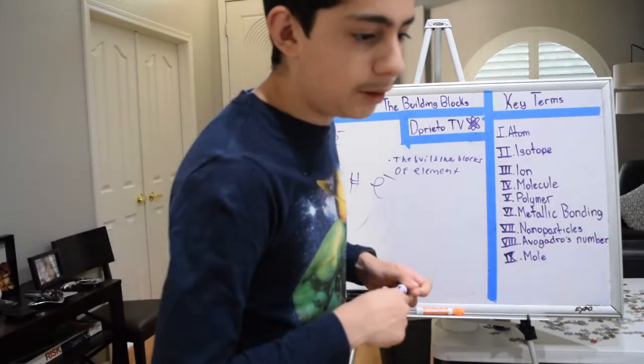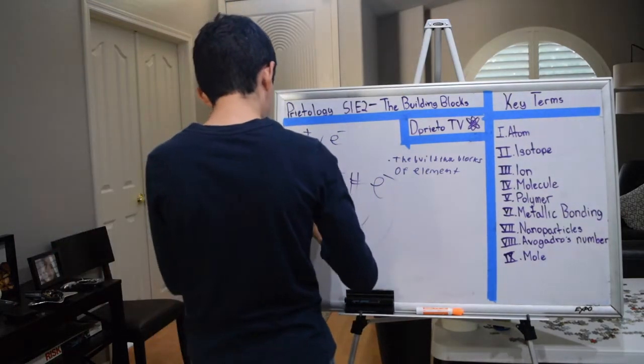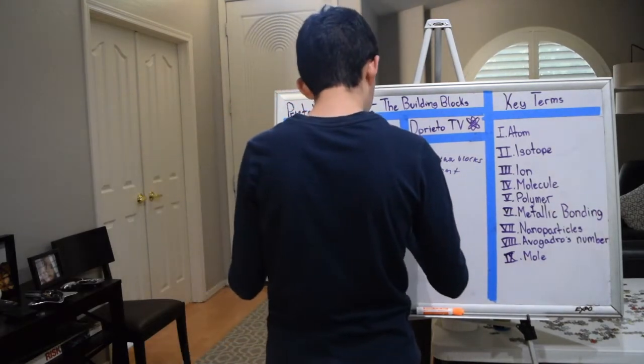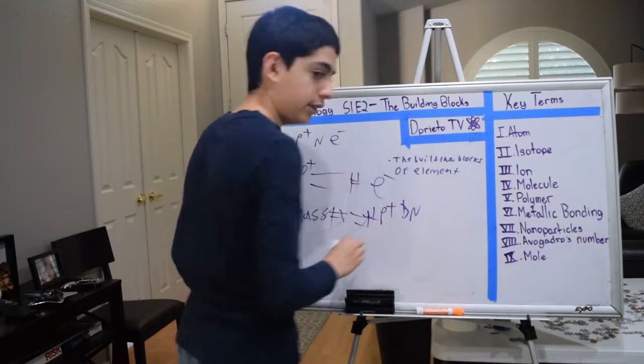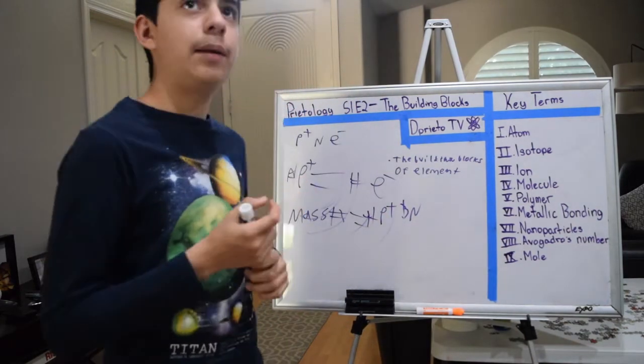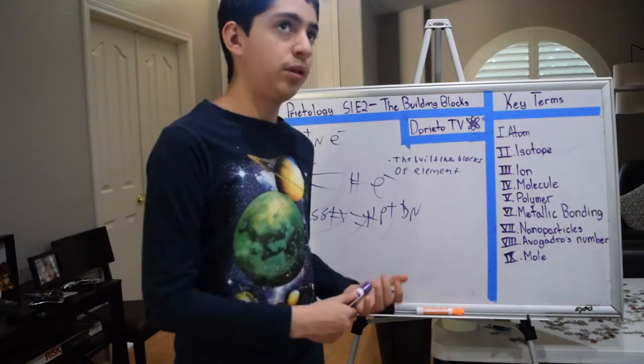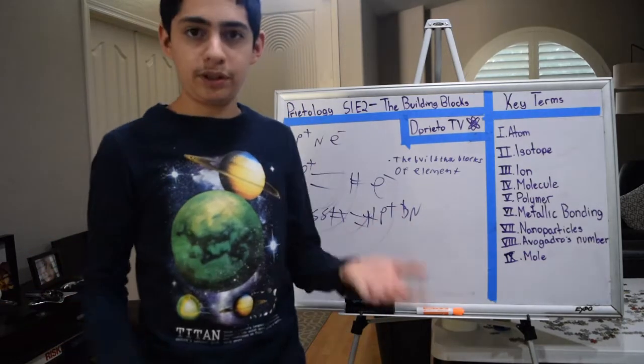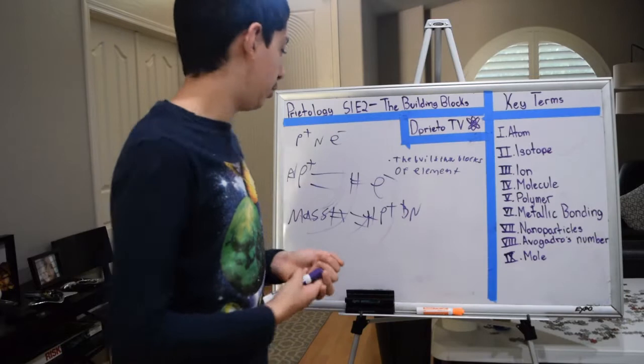So the mass number is equal to the number of protons and neutrons. So if the nucleus of the atom has 6 protons and 2 neutrons, it would be 6 plus 2 is 8, so the mass number would be 8.